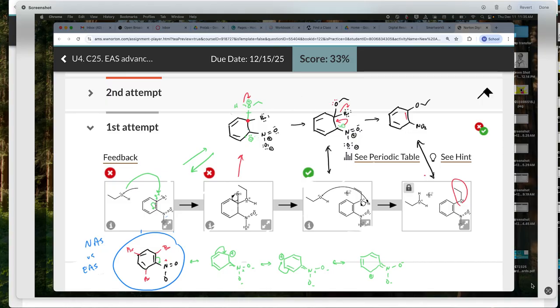There's an extra piece behind it. When they lost that hydrogen, how did I show it? I just showed one arrow. I just showed the electrons from that bond going to the oxygen. Why is that problematic?